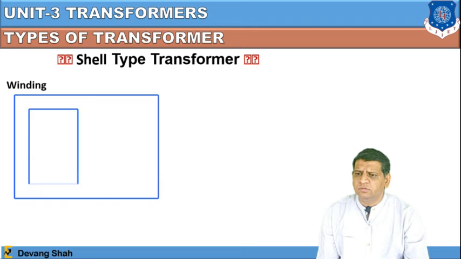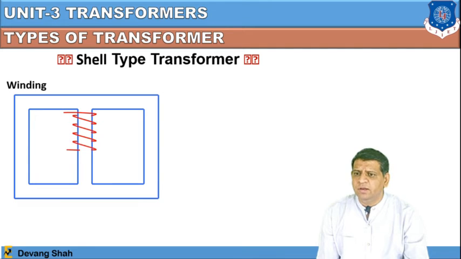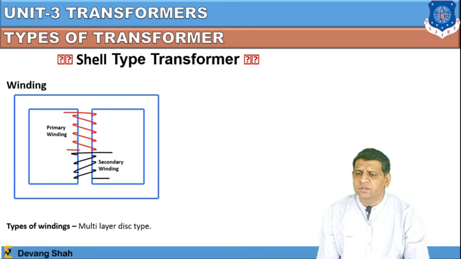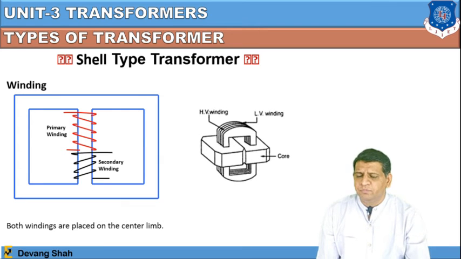This is the winding construction of the shell type transformer, where on the middle limb we are going to connect the primary winding as well as the secondary winding. So there are two windings, primary and secondary, in a shell type transformer. You can check here that a multi-layer disc type is also available. Both windings are placed on the central limb, where you can see the 2D view, and on the central limb core part you have connected two windings, primary and secondary, which is nothing but alternate layers of low voltage winding and high voltage winding.